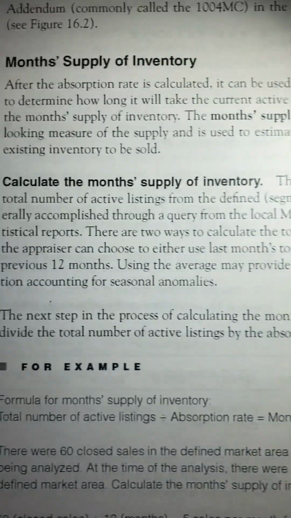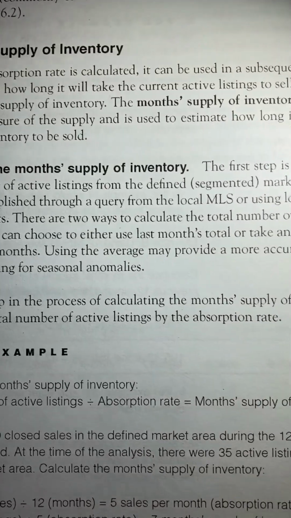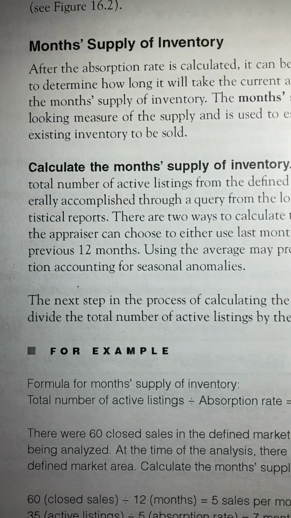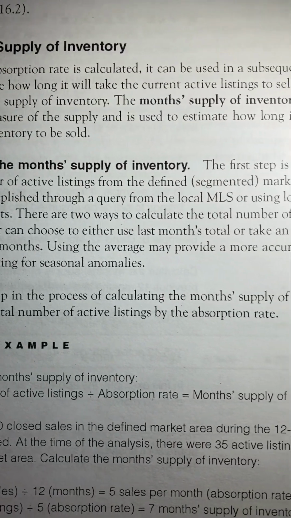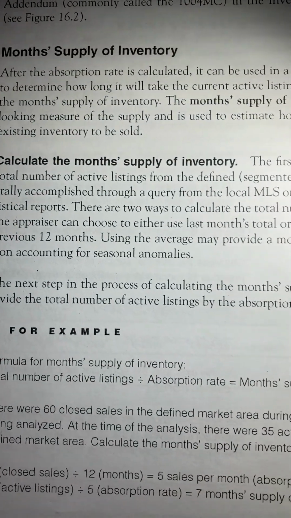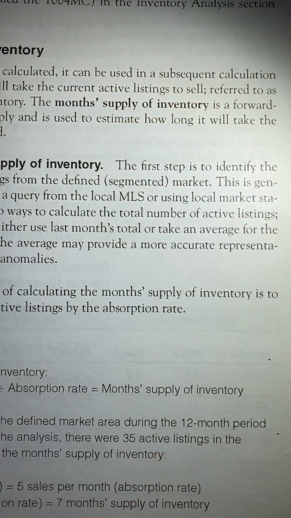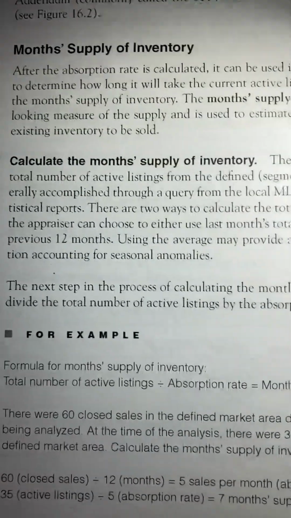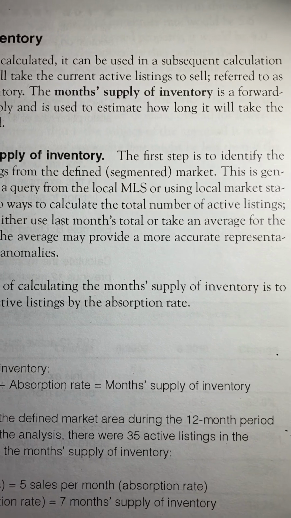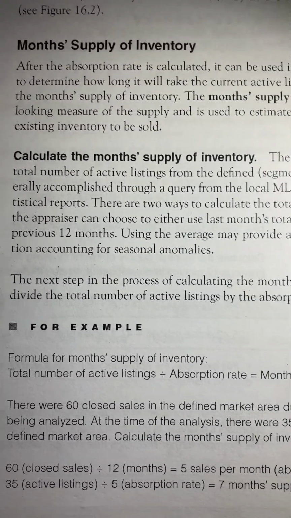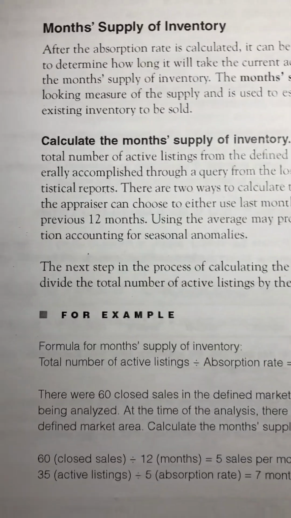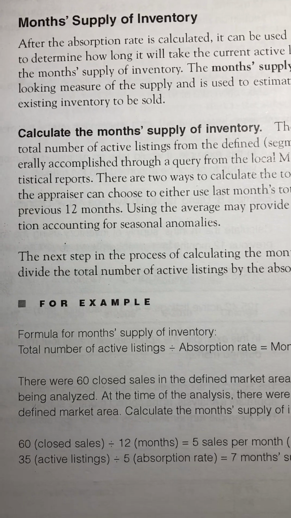The first step is to identify the total number of active listings from the defined segmented market. This is generally accomplished through a query from the local MLS or using local market statistical reports. There are two ways to calculate the total number of active listings. The appraiser can choose to either use last month's total or take the average for the previous 12 months. Using the average may provide a more accurate representation, accounting for seasonal anomalies.